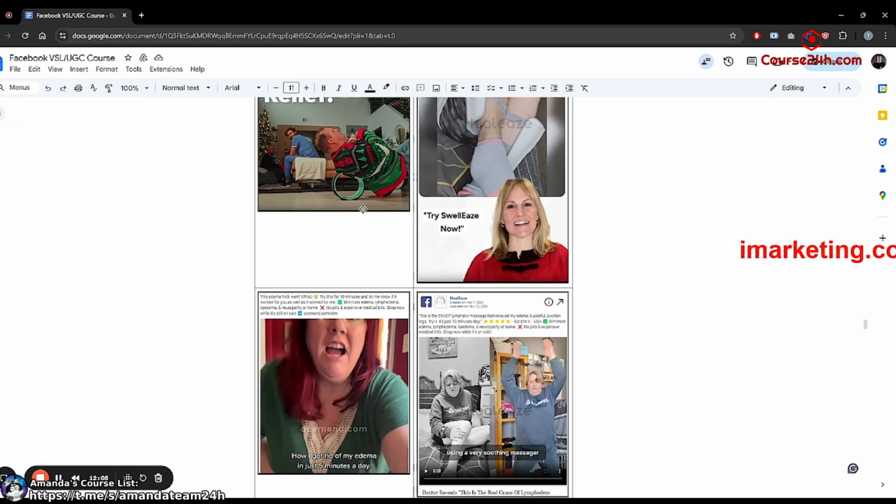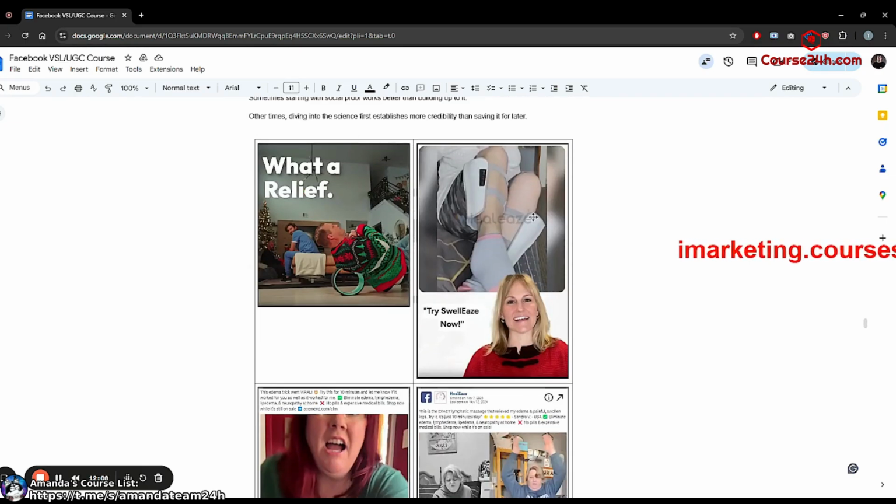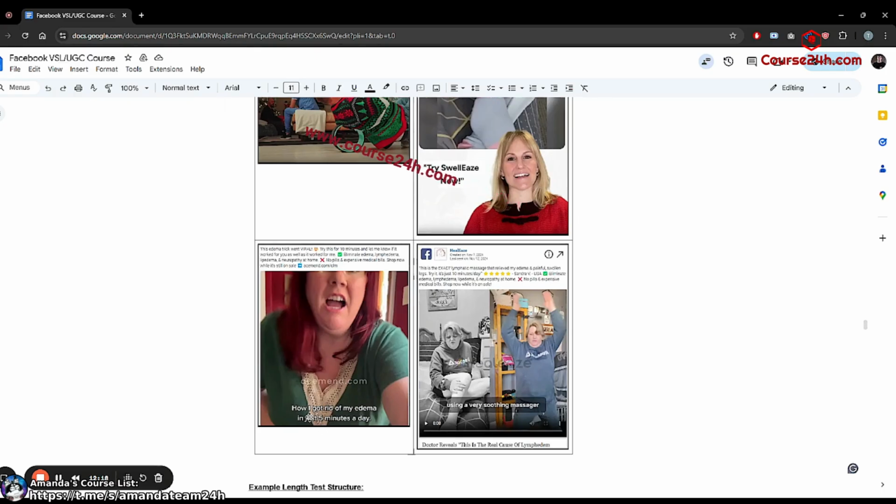So for example, here you can see it starts with the product demonstration. Here it starts more about the product usage and also the aftermath of water relief. And here it starts about the journey, how I got rid of edema in just 5 minutes a day. And here it shows a before and after.